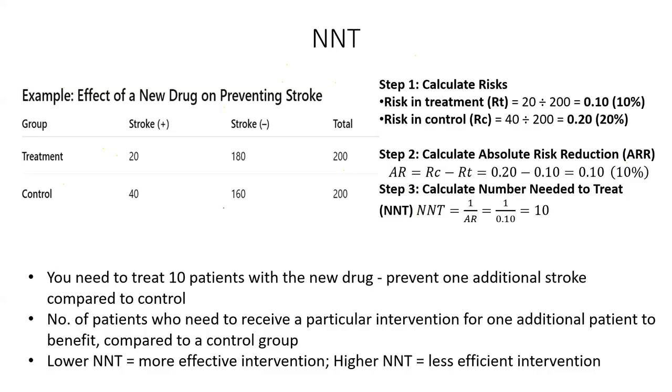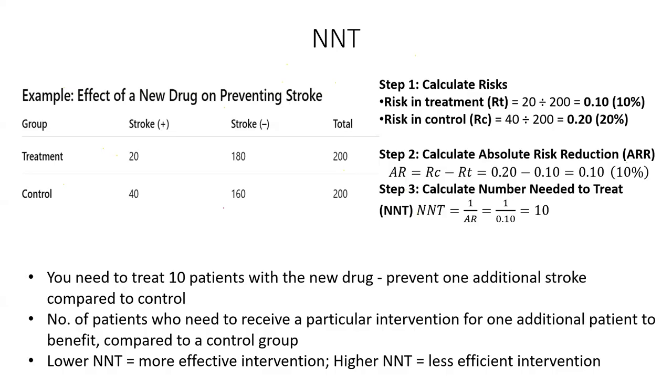And if you take a reciprocal of that, for example, in this particular example, the risk in the exposed, in the treatment group, was 0.10, in the control was 0.20. So the attributable risk was 0.1, so 10%. If you take a reciprocal, you get 10. So a number needed to treat is nothing but the number of individuals who need to be treated to prevent at least one additional outcome in the intervention group compared to the control group. That is known as number needed to treat.